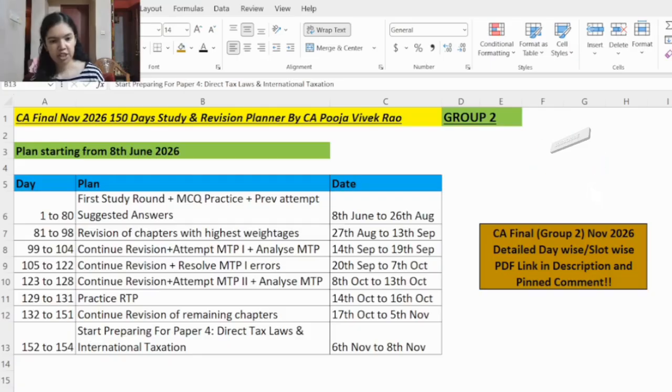So this is not just a timetable. It's a strategic revision system that focuses on high weightage and exam relevant areas, integrates practice with revision, includes mock test planning, maintains realistic achievable daily slots, and prevents burnout through structured flow. So consistency plus structure leads to exemption level preparation.